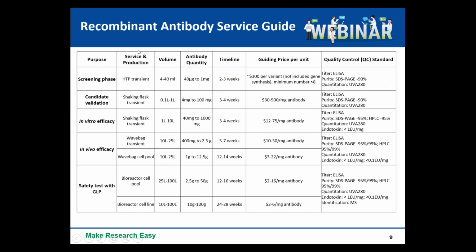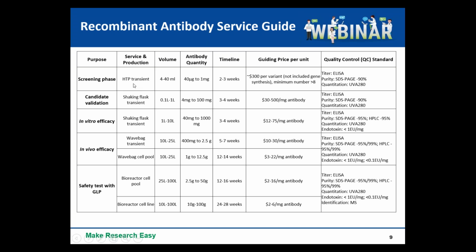Okay. And then in terms of the recombinant antibody services that we provide, this is a table that shows the various stages in the discovery process and beyond, and the kind of production parameters that you need to use, whether it's transient expression in a shake flask or a wave bag or cell pool or bioreactor or cell line, and then the kind of volumes that you would typically use, and the antibody quantity that you would typically get from these volumes, and then the timeline for each of these stages, and then the guiding price per unit and the QC standards that you would expect at each of these stages.